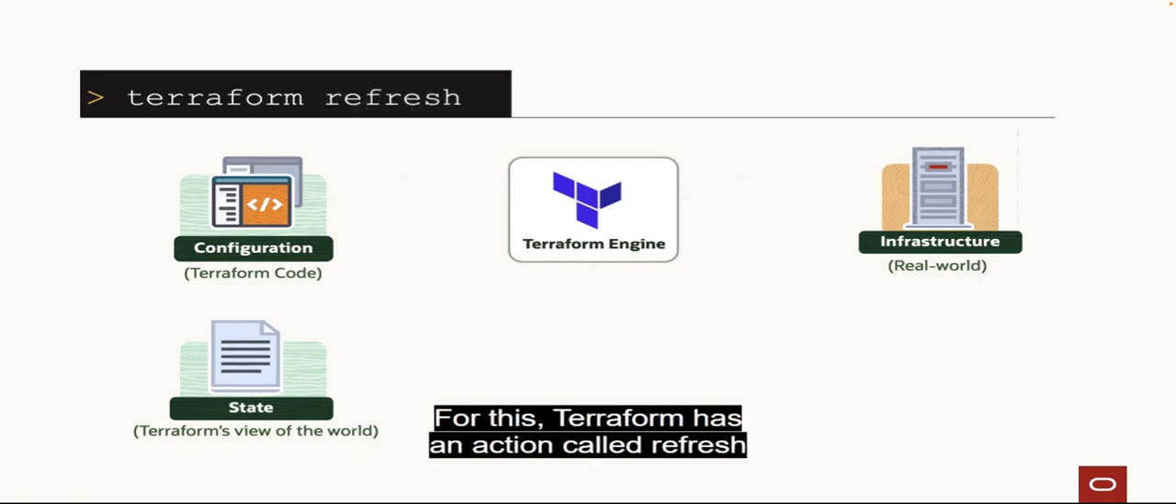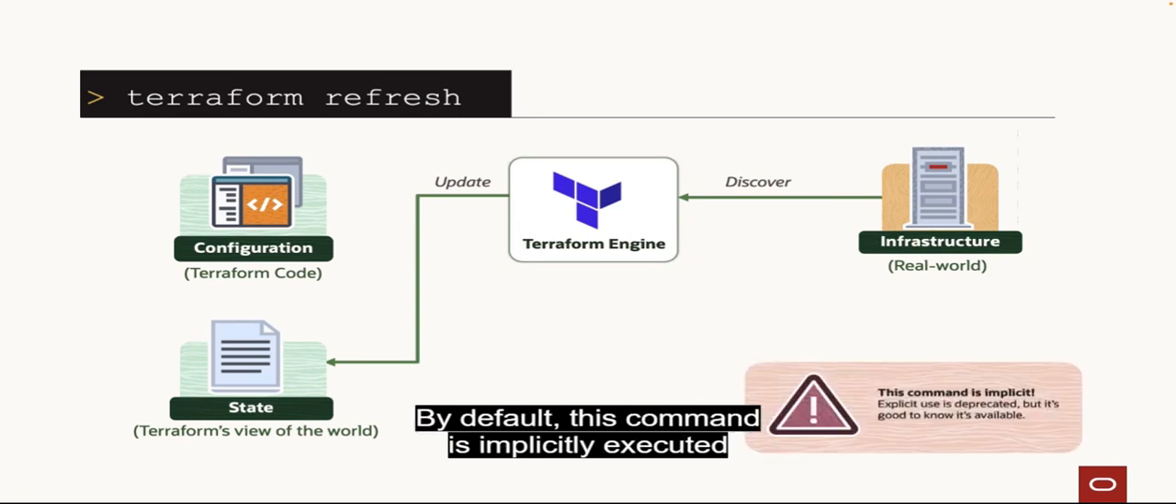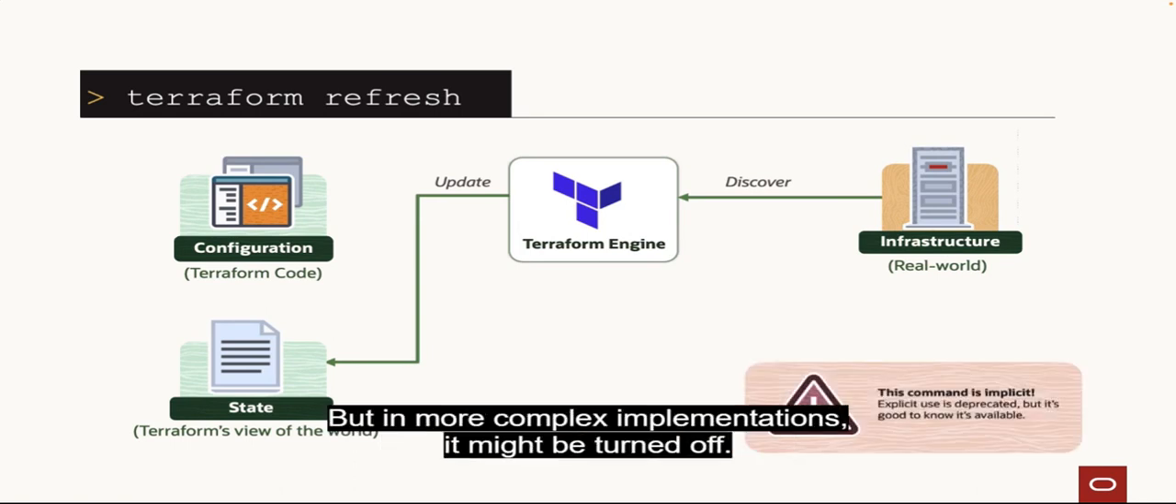For this, Terraform has an action called refresh that looks at the real-world infrastructure and refreshes the state file based on it. By default, this command is implicitly executed before any of the core actions, but in more complex implementations, it might be turned off.